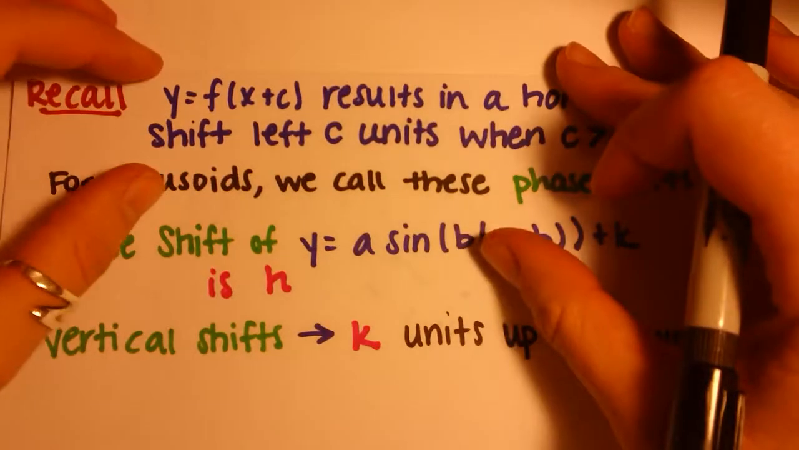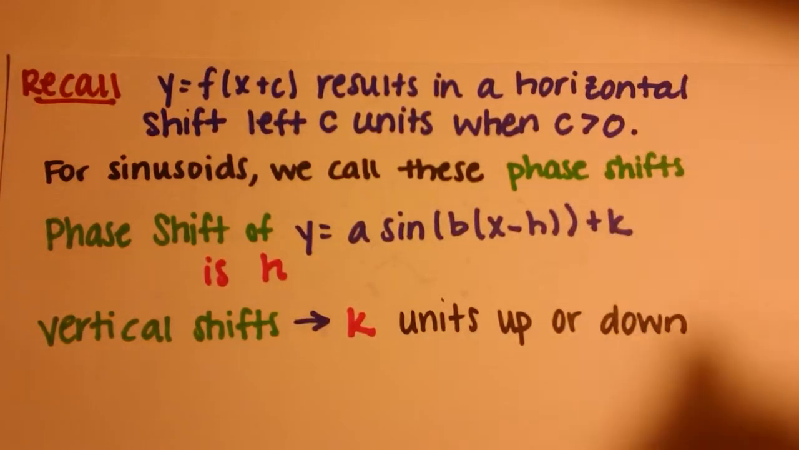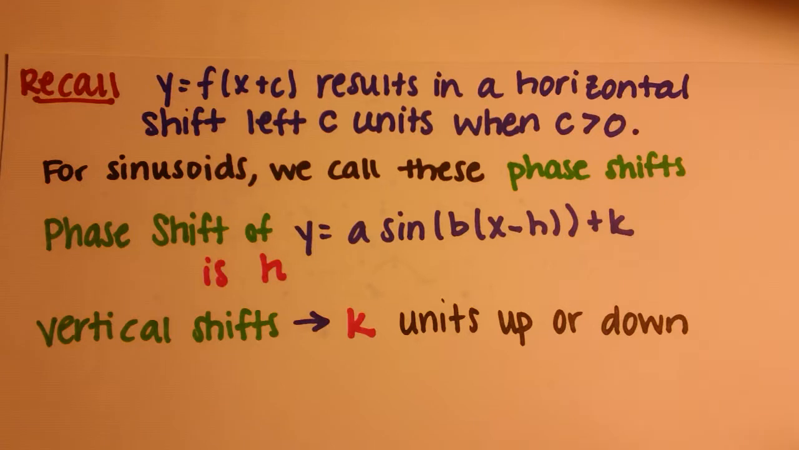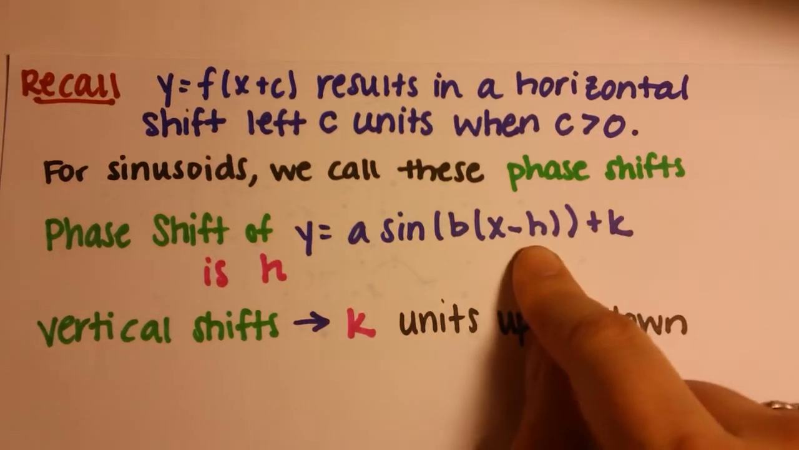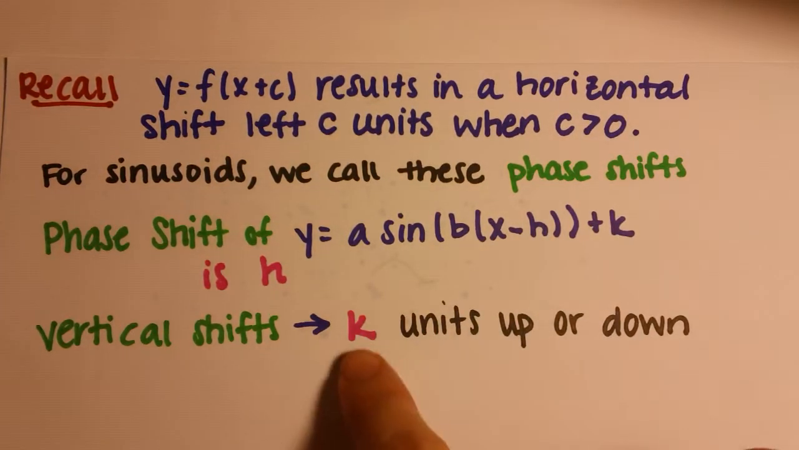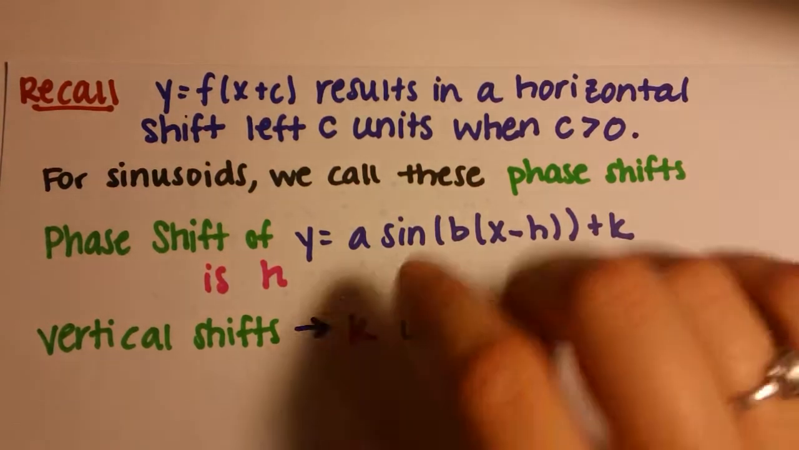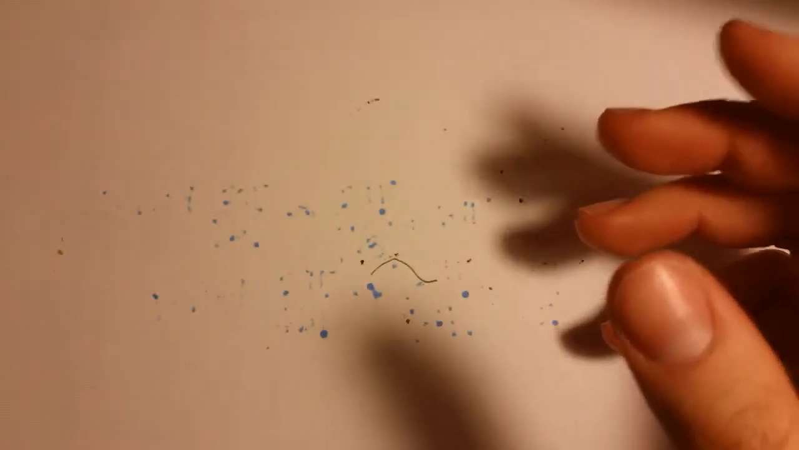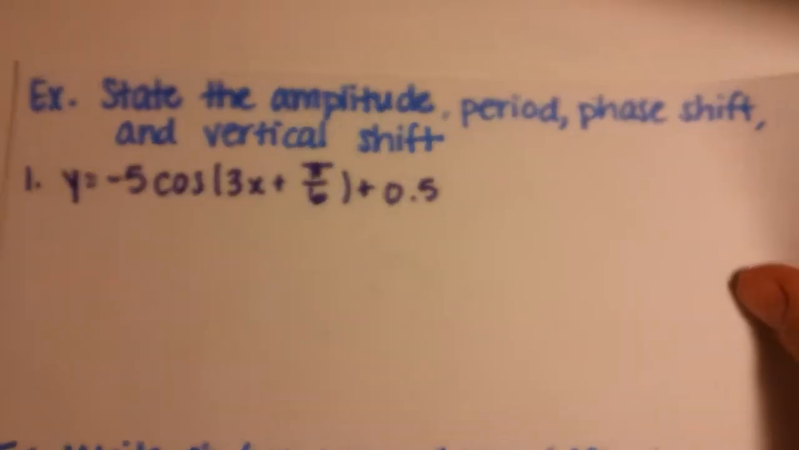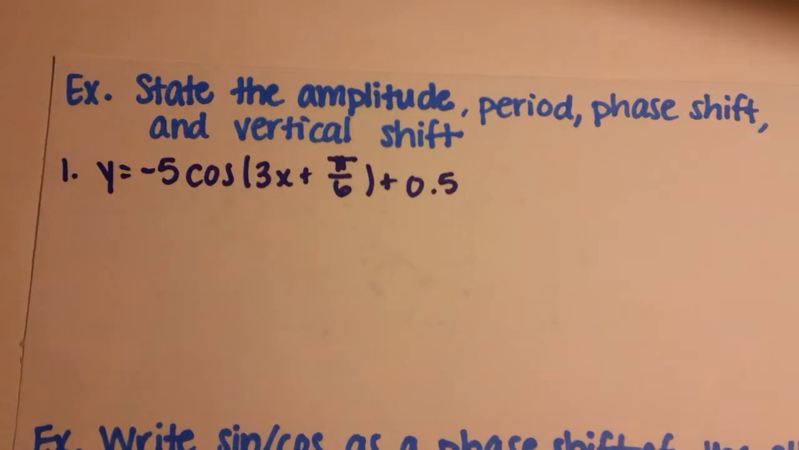Now, let's see what happens when we try and move our functions left and right. The f of x plus c results in a horizontal shift left c units when c is greater than 0. For sinusoids, we're going to call these phase shifts. So a phase shift of a sinusoid is going to be our h value. The vertical shift is going to be k, this part here is k units up or down. So now, we want to take these examples, and we want to state the amplitude, period, phase shift, and vertical shift of all of these functions.